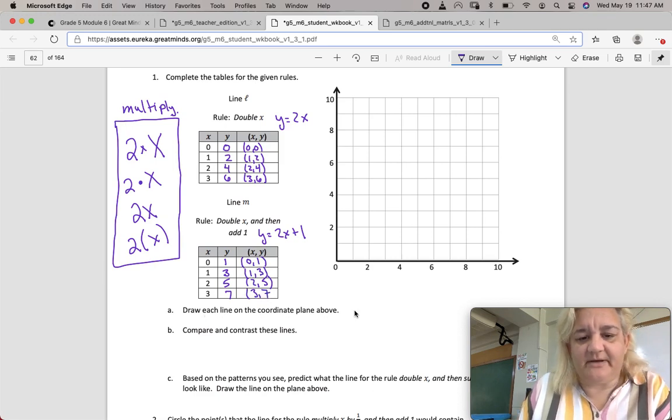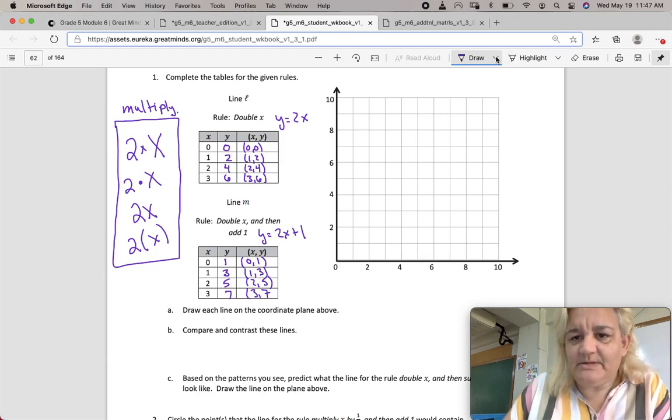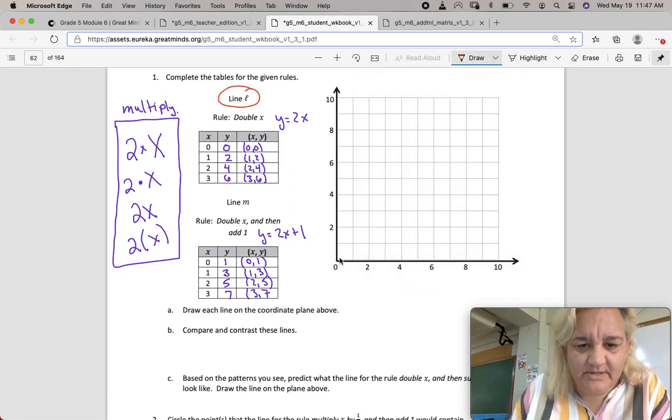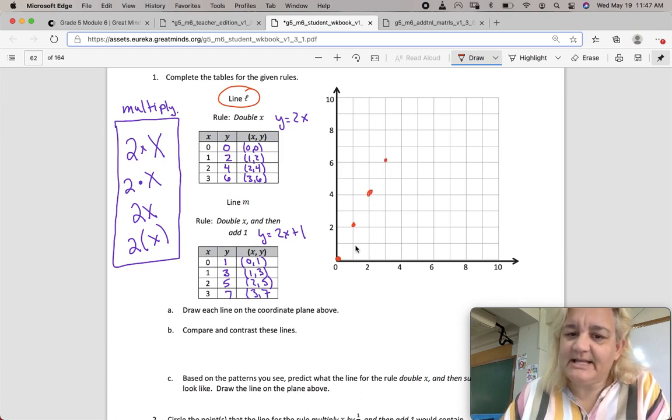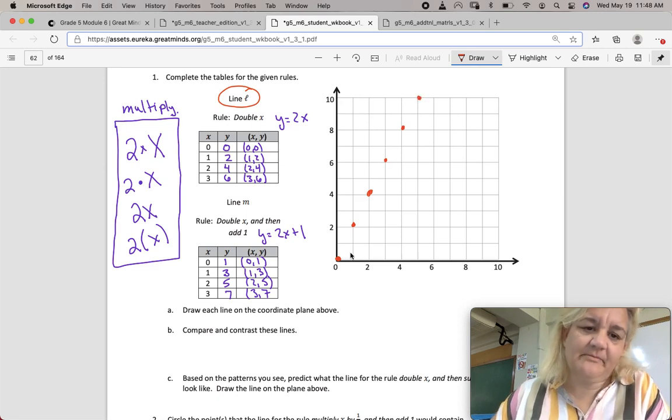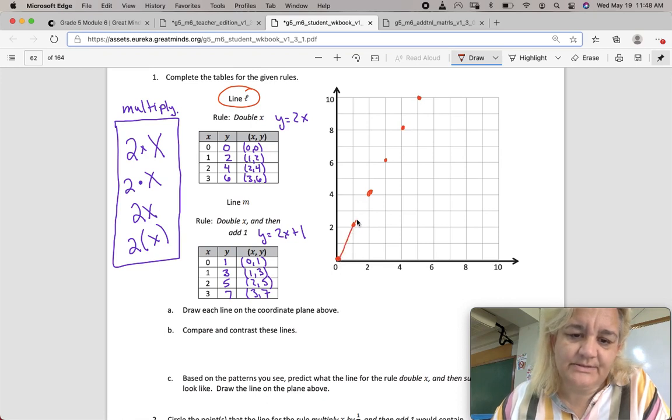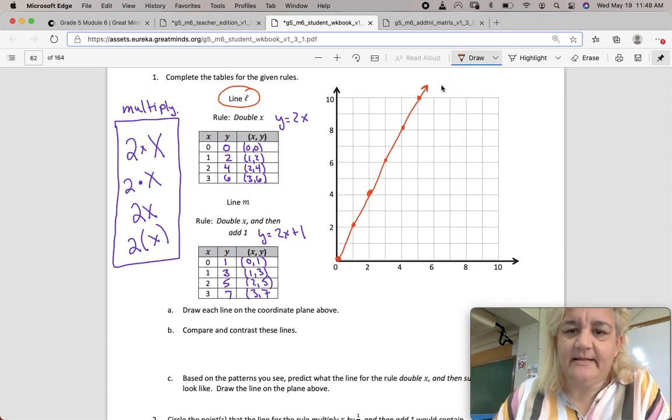Draw each line on the coordinate plane above. So we're going to draw each line. First, we'll start by putting in these points. And I'm going to make the first line orange. Line L is going to be orange. So 0, 0, 1, 2, 2, 4, 3, 6. Boy, that looks like a multiplication line, doesn't it? Look how it bounces up like that. I could even keep going. I could add a few more. 4, 8, 5, 10. So we're multiplying by 2. And this line is L.